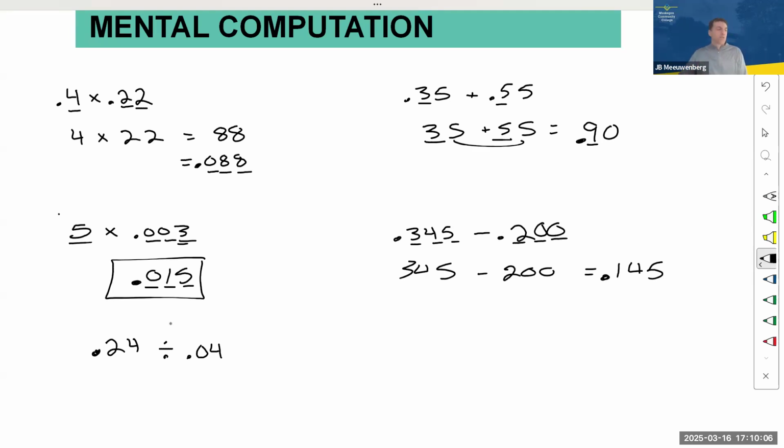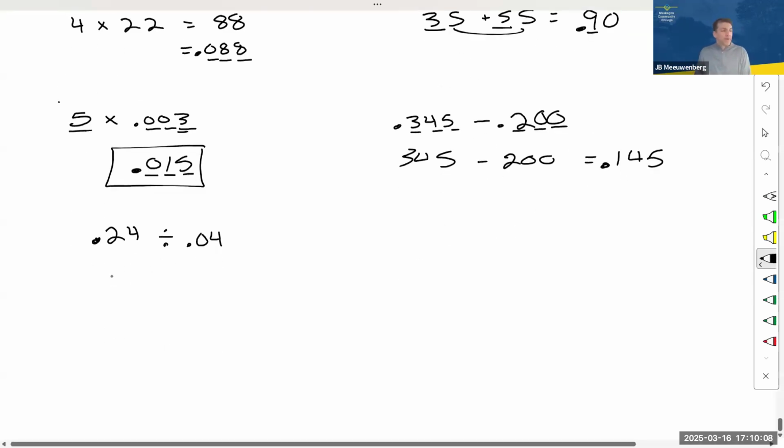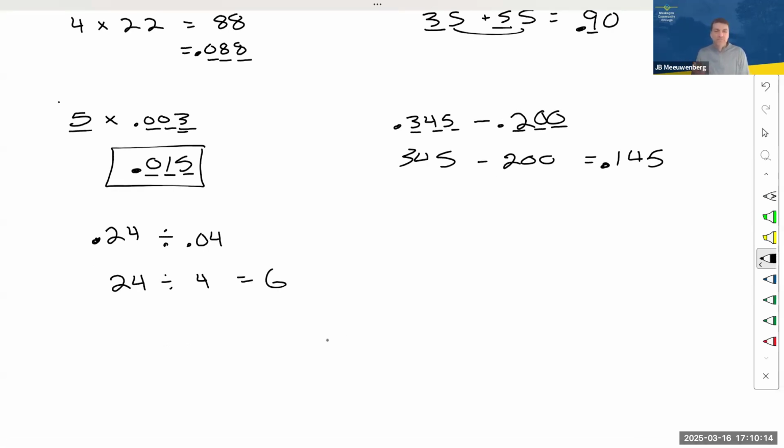This is an interesting one. 24 hundredths divided by 4 hundredths. 24 divided by 4, I know, is 6. Is that going to be our answer? If you remember from working with long division of decimals, we never divided by a decimal. We always moved it 2 spots, or we moved it to the end. Well, if we move that 2 spots and that 2 spots, we actually end up with 24 divided by 4, which is 6. Again, whatever you're dividing by, you want that to be a whole number.